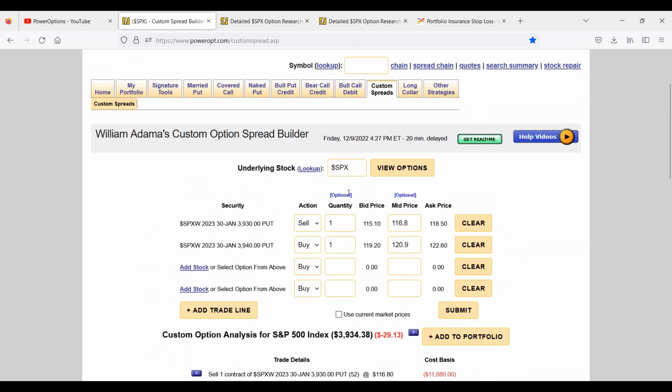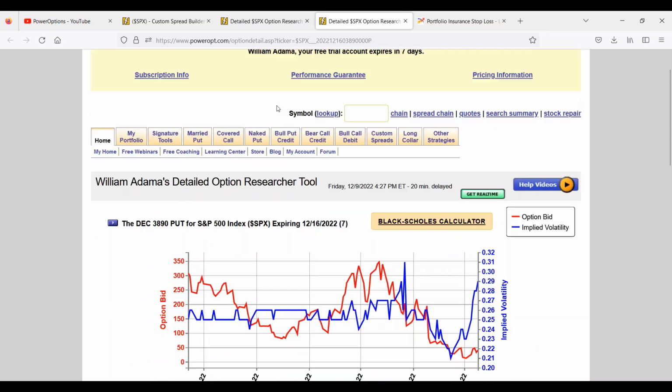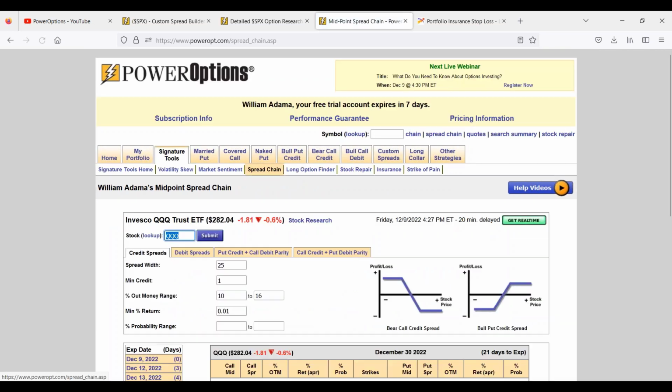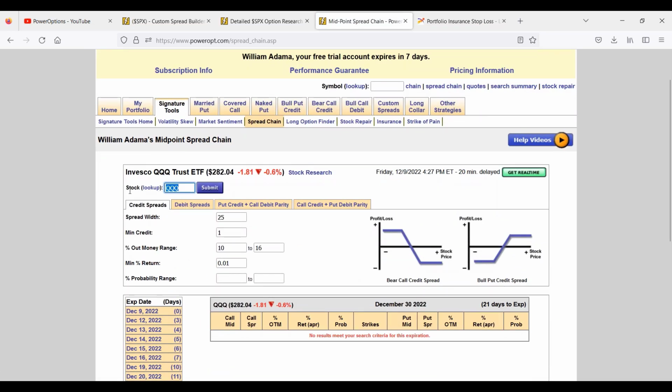I did mention, of course, we'll come back to this, but I did mention an easier tool to use. So let's go to, doesn't matter, bull call debit. We're going to go to the spread chain. Our spread chain just allows you to put in one symbol at a time. So we're going to put in $SPX, and we're going to put in a spread width of 10. Minimum net credit doesn't have to be $1, but it does have to be at least 50 cents. Out of the money range, I'm not going to use a percentage out of the money range, but what I'm going to use is a probability. And of course, a minimum return, we're going to go at least 7%. But my probability range, I want to be above 78%, as I mentioned.